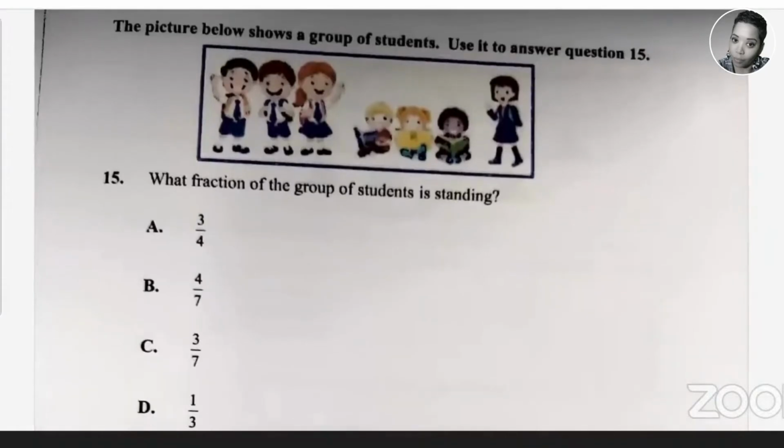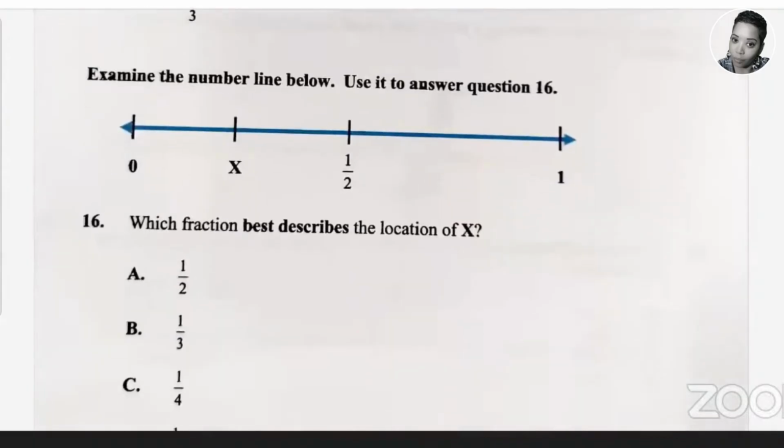All right, the picture below shows a group of students. Use it to answer question 15. Which fraction of the group of students is standing? So how many students are there? 1, 2, 3, 4, 5, 6, 7. So there's a total of 7 students, so we know that our denominator should be 7. Now let's count how many students are standing. 1, 2, 3, 4. There are 4 students standing out of the total 7 students. So the fraction of the group of students standing would be 4/7. Okay, 4 out of the 7 students are standing.